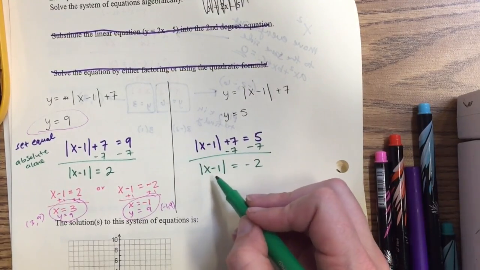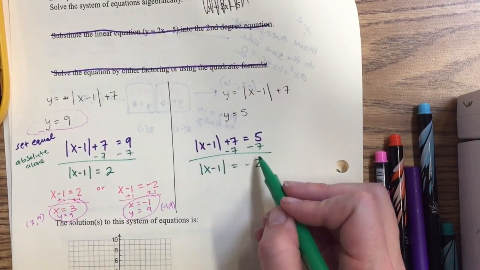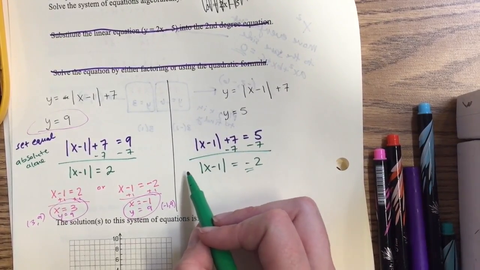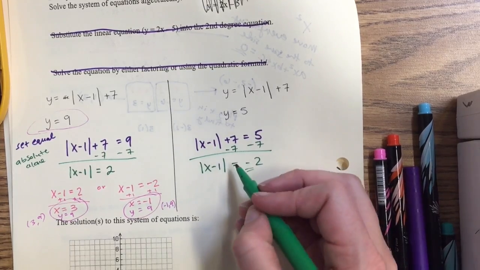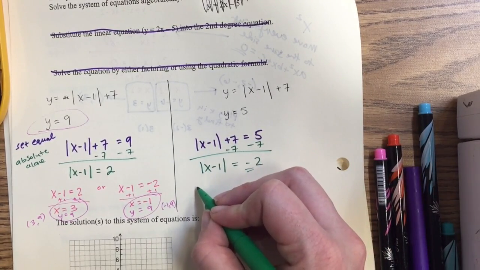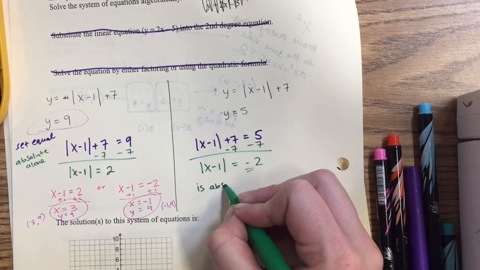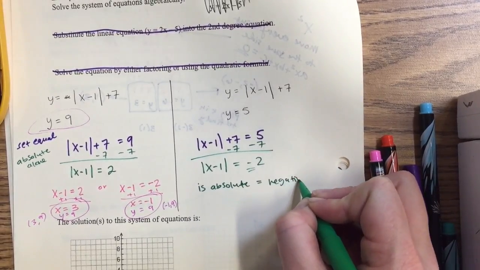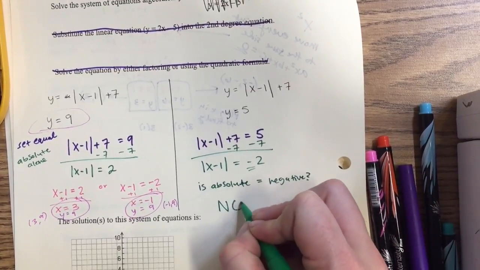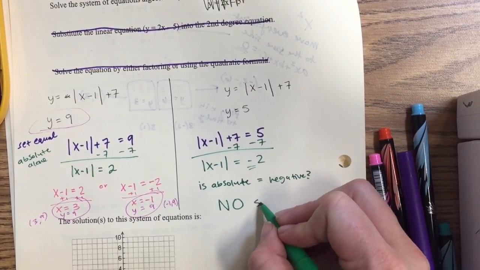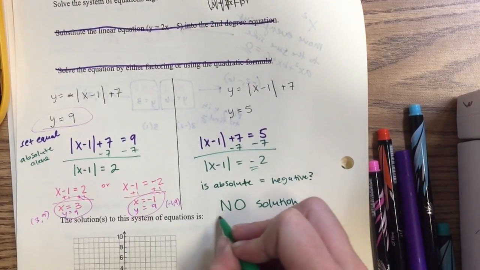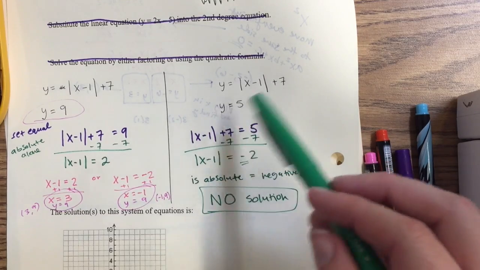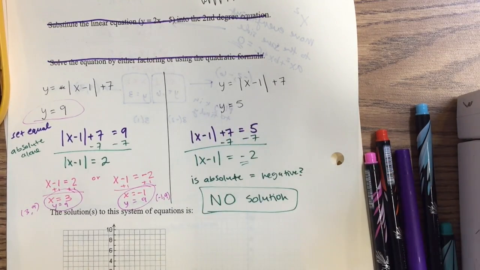When I do the absolute value of a number, it will never be a negative. The only way to have that is if there's a negative outside of it, but there's not. So is an absolute value equal to a negative? No, so there's no solution. And you would just be done. There wouldn't be any answers, or there would be no intersections for those two equations.